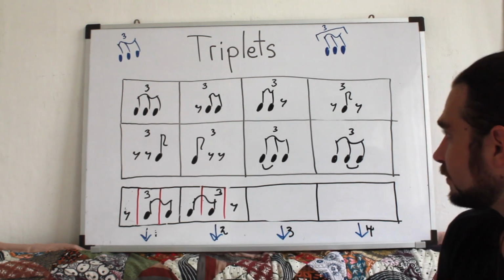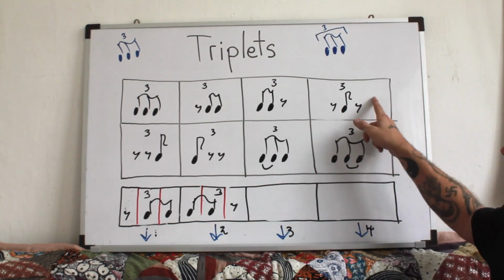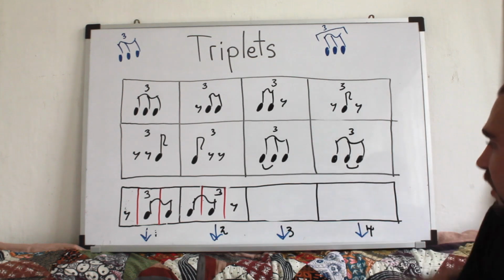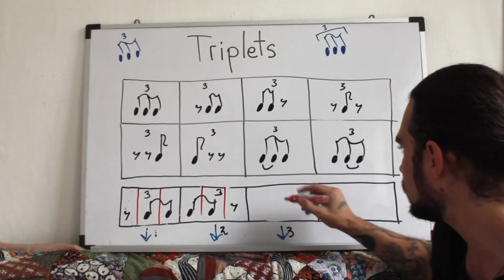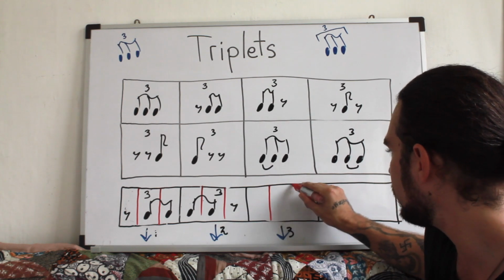That's interesting. Let's see. Let's look at this one. So here we've got 2 rests. So here's our triplet box here on the 3rd downbeat.